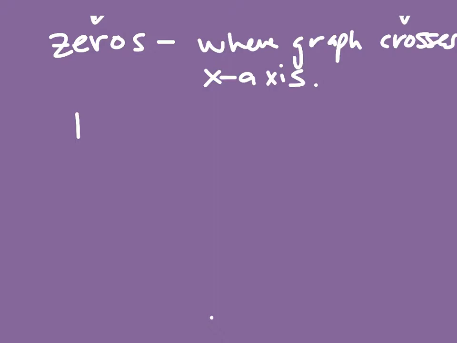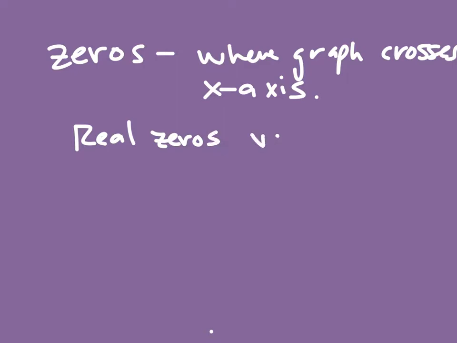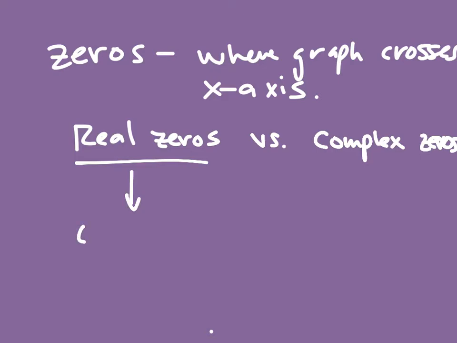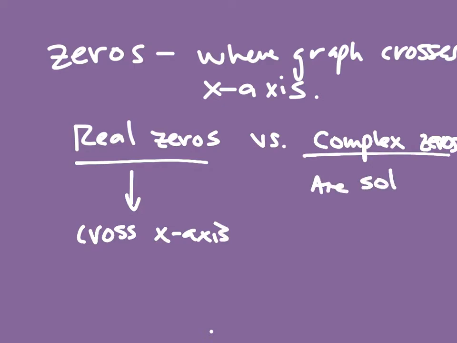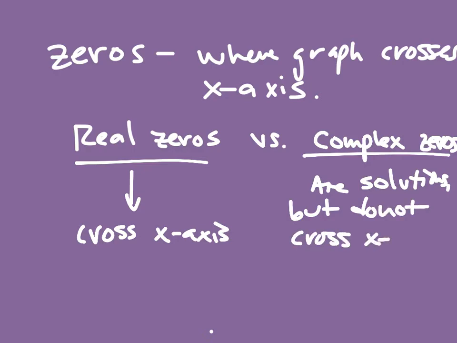We've got two different kinds of zeros. You can have real zeros, or you could have complex or imaginary zeros. Real zeros is where your values are going to cross the x-axis. Complex zeros are solutions, but do not cross the x-axis. So that's the idea, and that's something we'll look at.